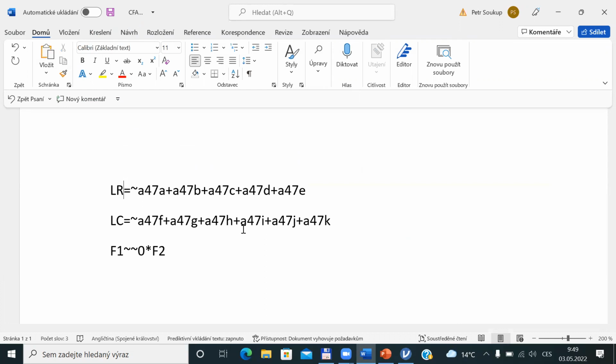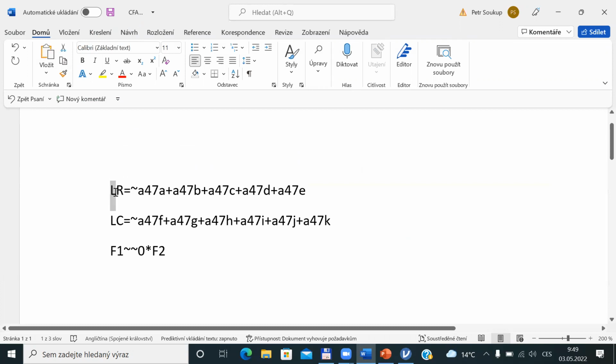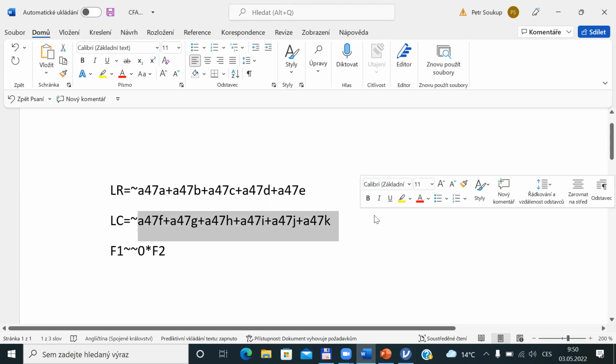For latent language, you need to type the equality sign and then tilde. By this you are saying that left is what I am measuring by the set of items on the right side of this equation. Then, very simply, you add individual indicators, A47A up to A47E for the first factor, with pluses between individual indicators. That's the definition of the first factor. For the second one it is nearly the same, only I'm defining LC, and once again equality, tilde, and the set A47F to A47K.